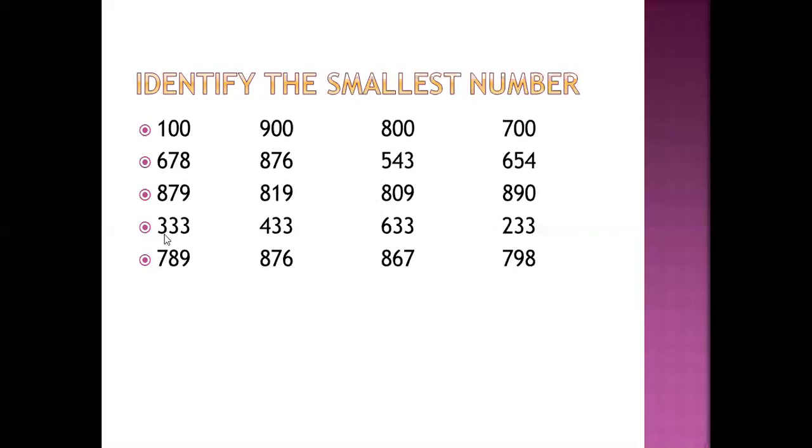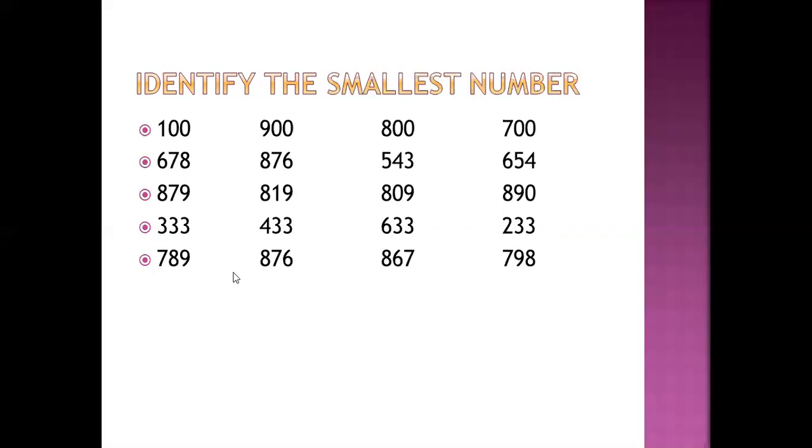Let's go to the next set of numbers. 333, 433, 633, 233. So here the hundreds place only changes. So 233 becomes our smallest number.